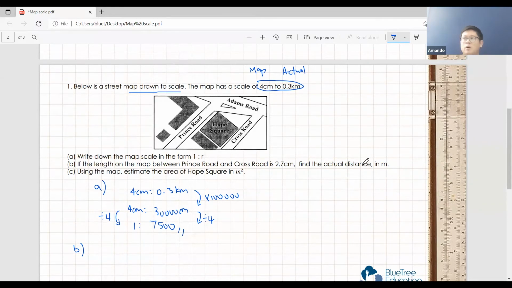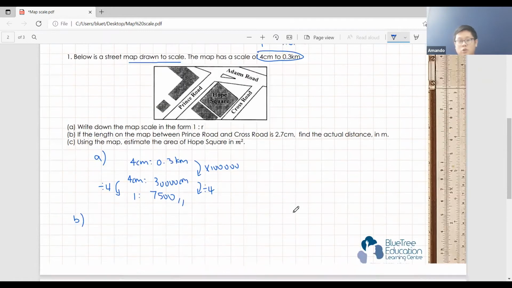If it doesn't, you probably have to ask your teacher during the examination, right? Usually they say you can ask questions, and you say it's a question fault because it's supposed to be drawn to scale, so how come it doesn't measure 2.7? It's either you don't aim the ruler properly, maybe you measure in a slanted way. That could be one of the reasons. But otherwise, if you measure the perpendicular distance from Prince Road to Crossroad, it should really measure 2.7 cm on the ruler.